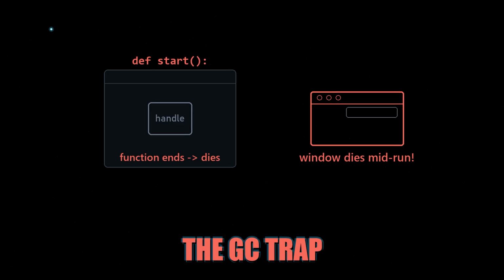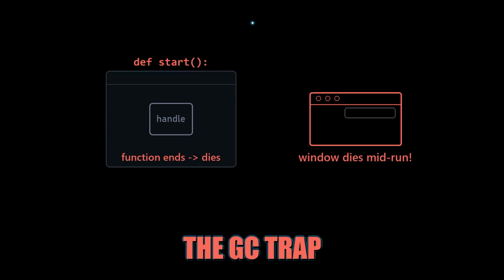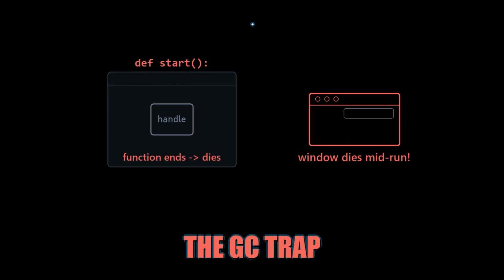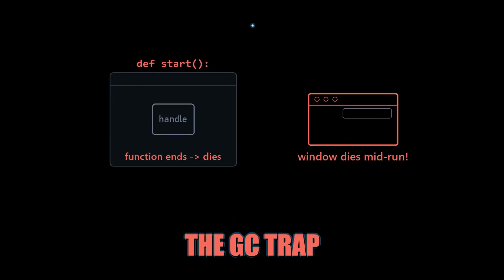All right, the bug I promised you. This one has cost people real hours. Remember, the Python handle and the C++ object are two different things. Now imagine you create your window inside a function, and the function ends. The Python handle goes out of scope. Python's garbage collector sees nothing's holding it and cleans it up. And here's the cruel part. Even though the event loop is running, even though the window is right there, it can get yanked out from under you. The window flickers and disappears, and you swear you did everything right.